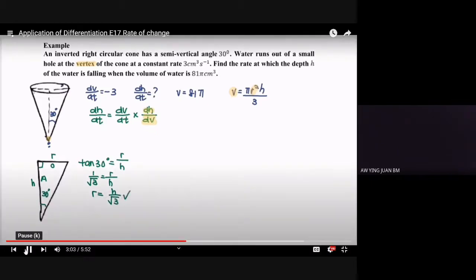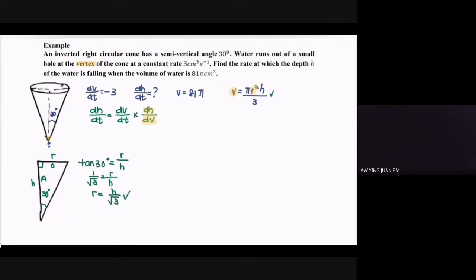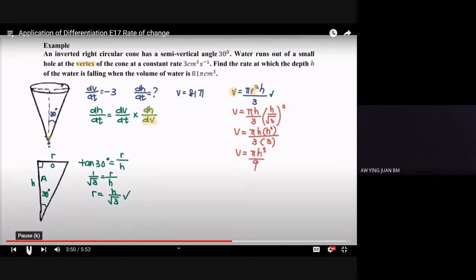Kindly substitute R equals to H over square root of 3 into this part so that we can have V in terms of H. So if we substitute, V is equals to pi R squared, now written as pi H over 3 bracket R squared, where we have H over square root of 3 bracket squared. Simplify, V will be equals to pi H multiplied with H squared over 3 bracket with 3. Simplify the situation, V will be equals to pi H cubed over 9. So now we have V in terms of H.